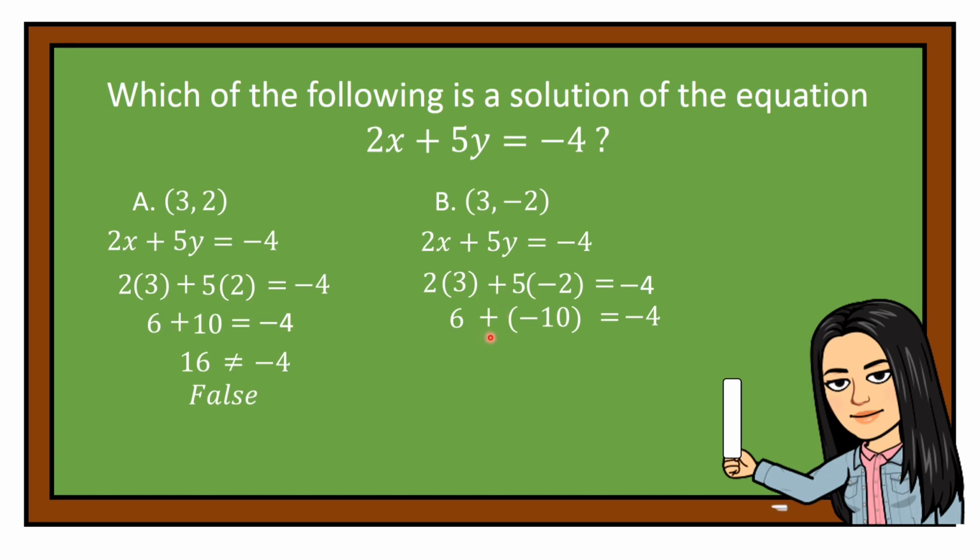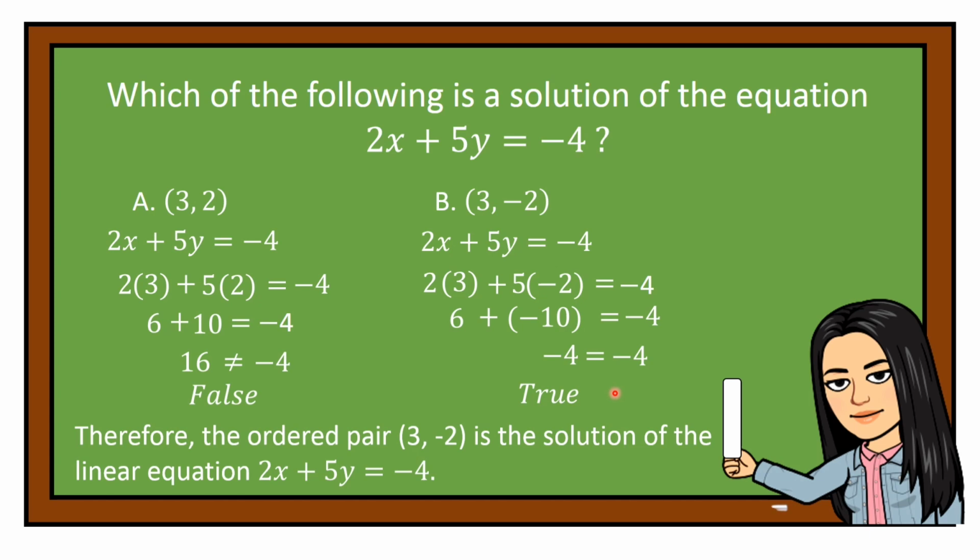Next, 6 plus negative 10. So we have here different signs, so we're going to subtract. So we have negative 4. And negative 4 is equal to negative 4. So this ordered pair gave us a true statement. Therefore, the ordered pair (3, negative 2) is the solution of the linear equation 2x plus 5y is equal to negative 4.